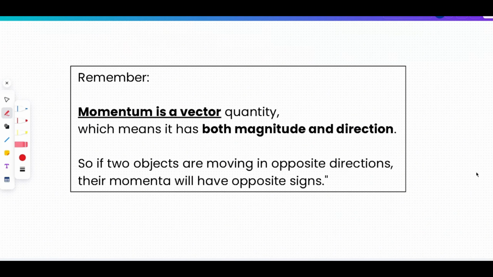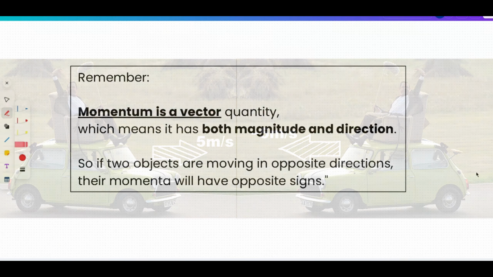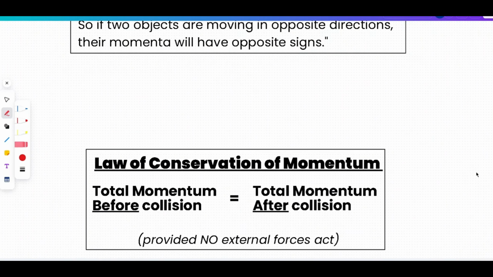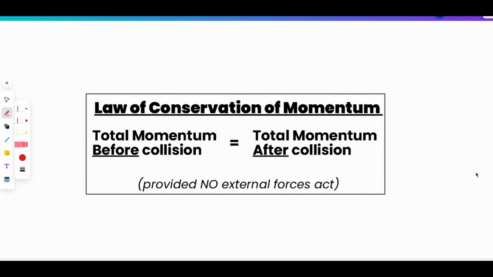Remember, momentum is a vector quantity, which means it has both magnitude and direction. So if two objects are moving in opposite directions, their momenta will have opposite signs. Now this is the most important part.